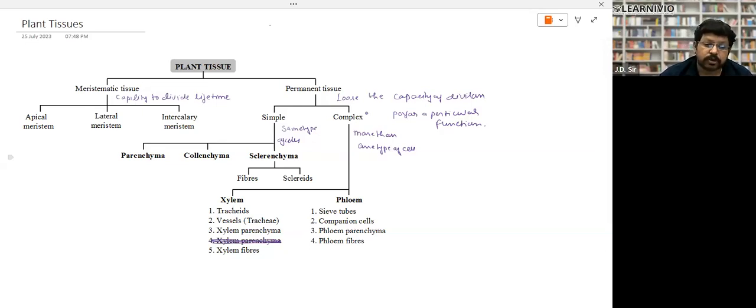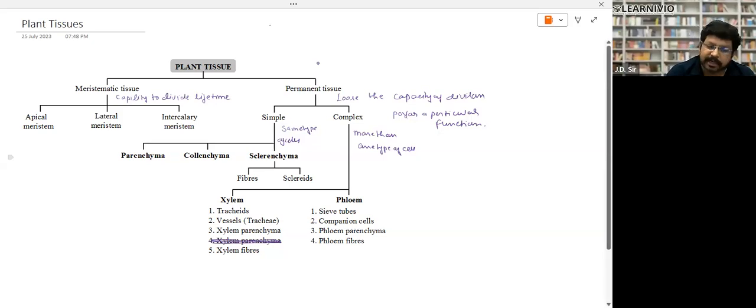Simple tissues are those which are made up of the same type of cells, and complex tissues are those which are made up of more than one kind of cells. Simple tissues can be further divided into parenchyma, collenchyma, and sclerenchyma. Complex tissues have lost the capacity of division and are made up of more than one type of cell. They are of two types: xylem and phloem. This is the composition of xylem and this is the composition of phloem.